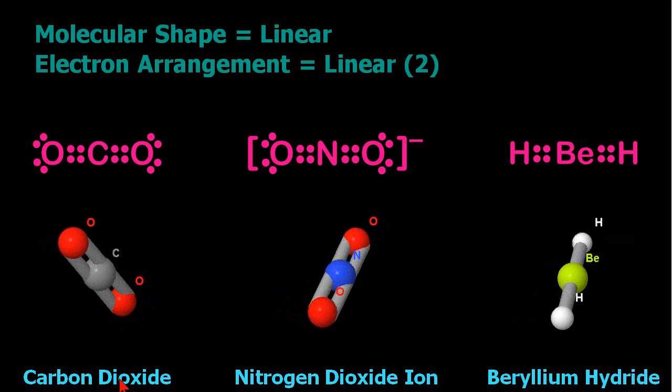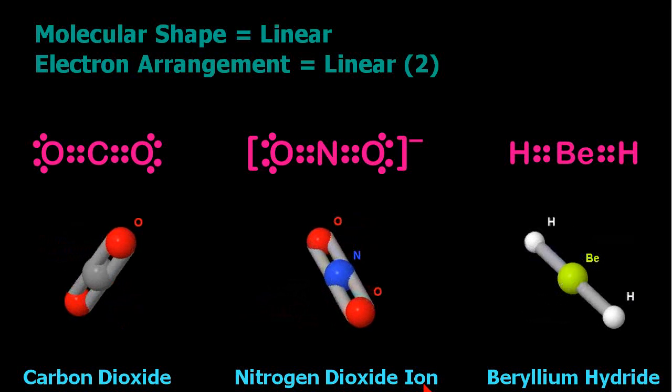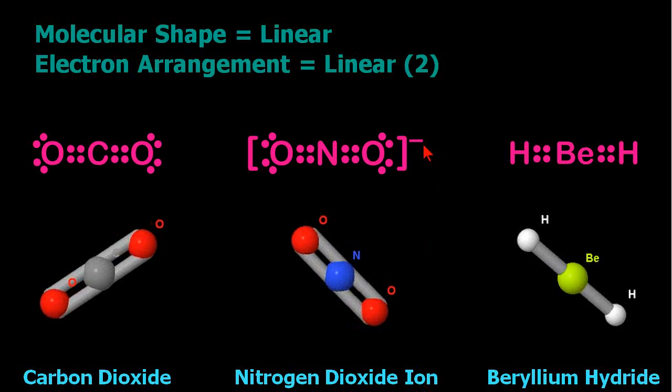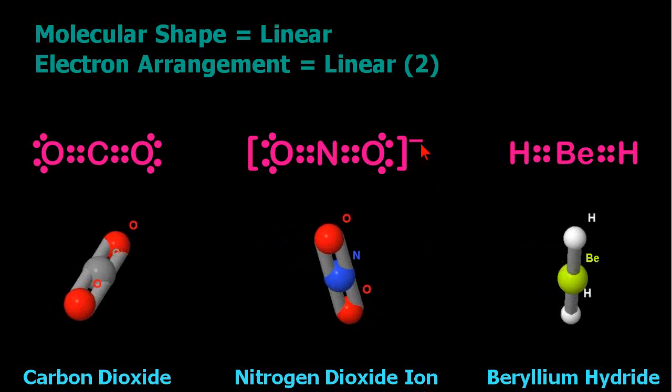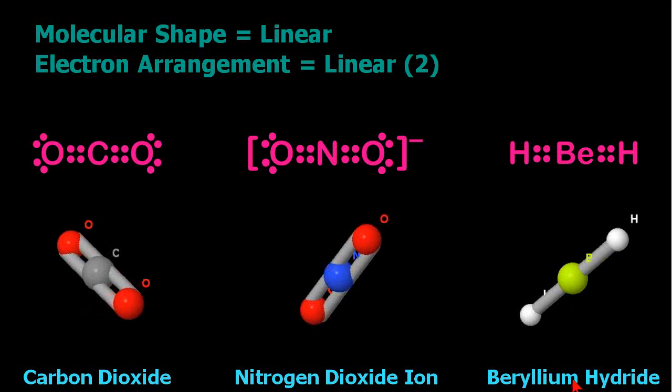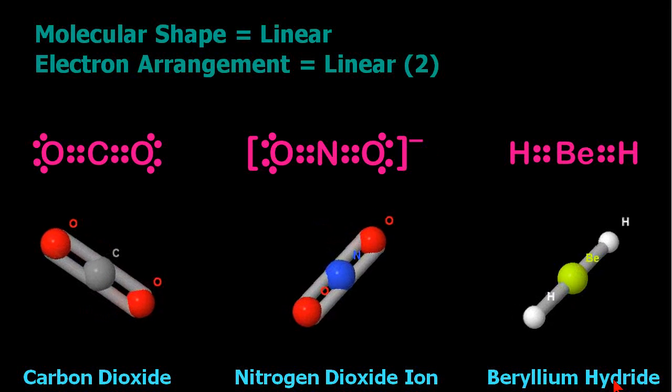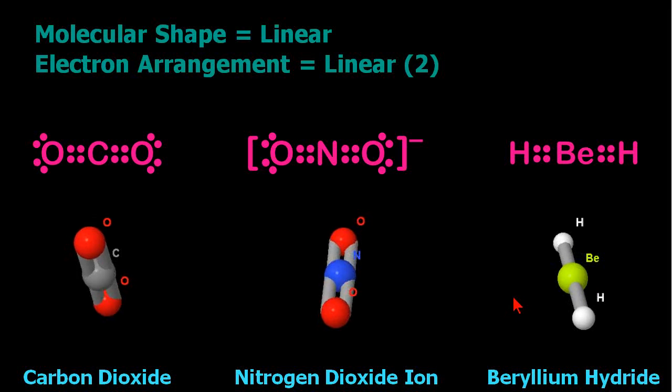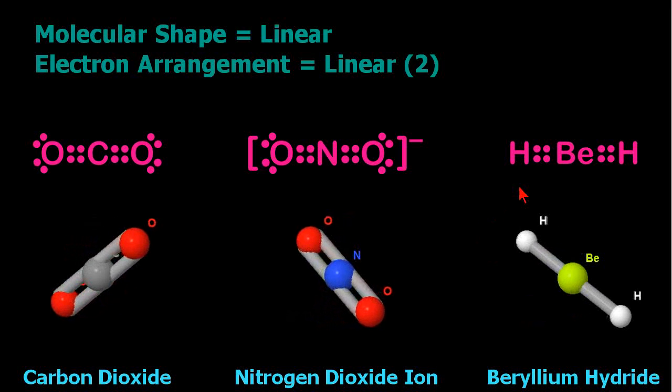So we have carbon dioxide here, we have the nitronium ion. We just have to take an electron away from this Lewis dot diagram to get it to balance. Then we have the very interesting beryllium hydride molecule, which is used in rocket fuel.